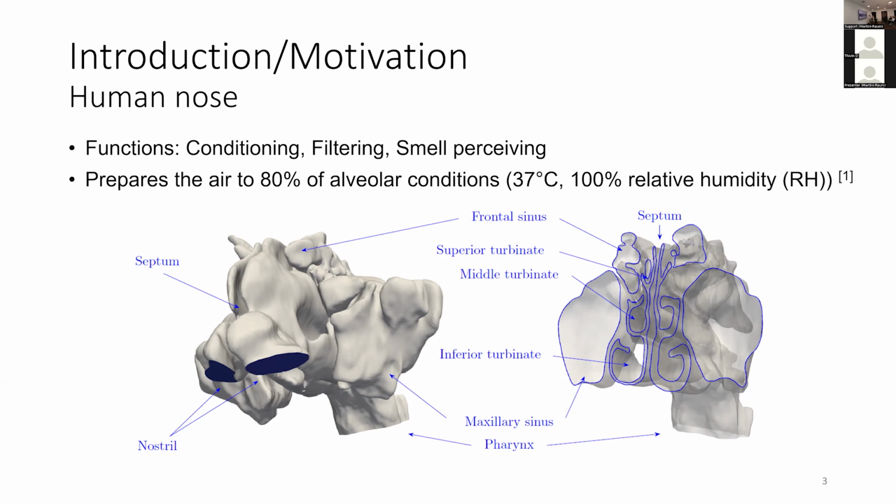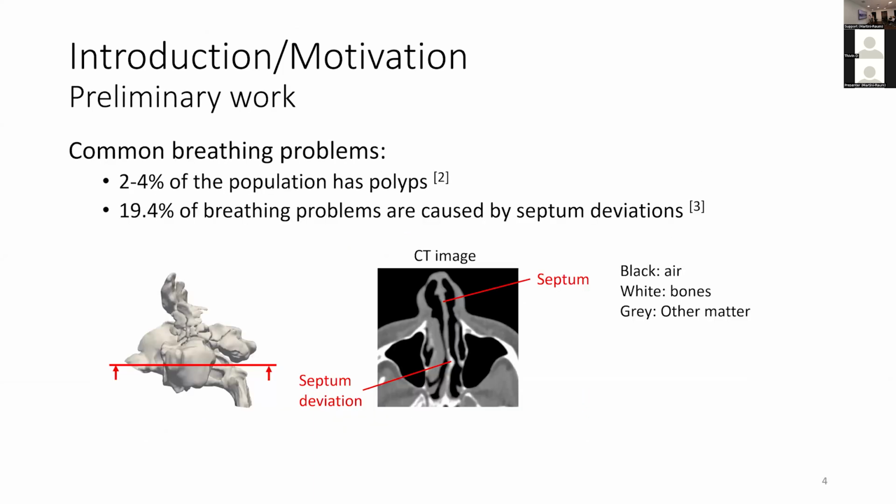But what's interesting is that 80% of the alveolar conditions, so the conditions the lung can ideally work with, happen in this nasal cavity. So the rest, before the air goes deeper, is only 20%, which is why it's a really important organ or part of the body. And this was only a general introduction.